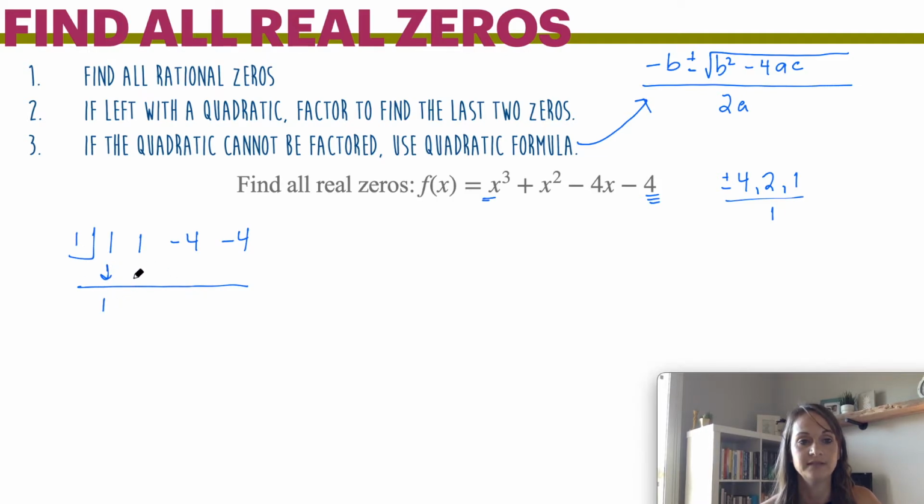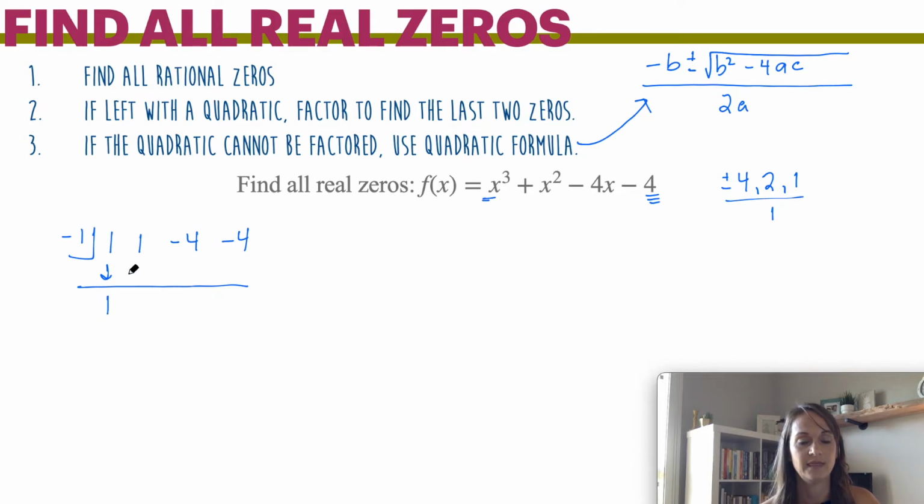Always bring down 1. I get 1. I get 2. Multiply to give me 2. That adds to give me negative 2. That multiplies to give me negative 2. And that adds to give me a negative 6. It did not work. Positive 1 did not work. So let's try a negative 1.